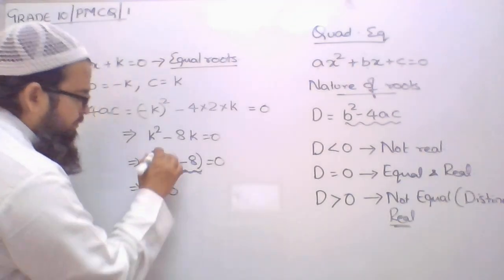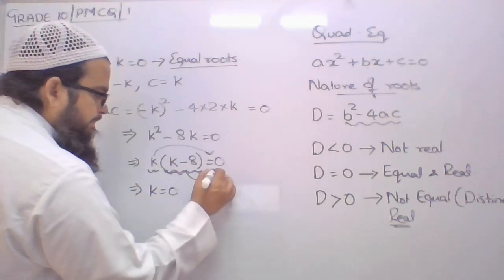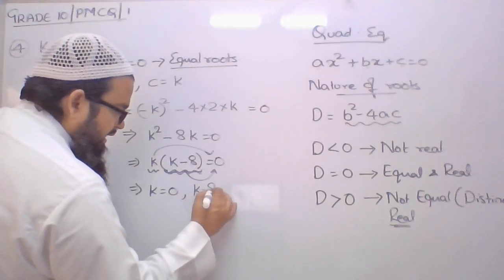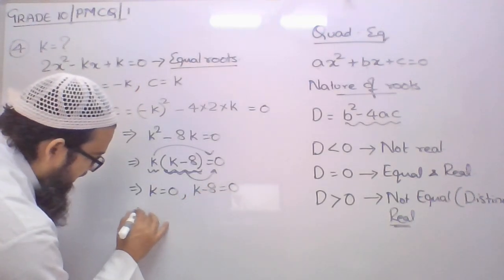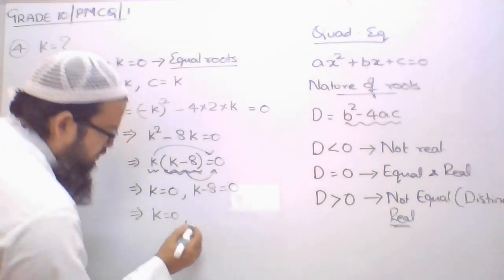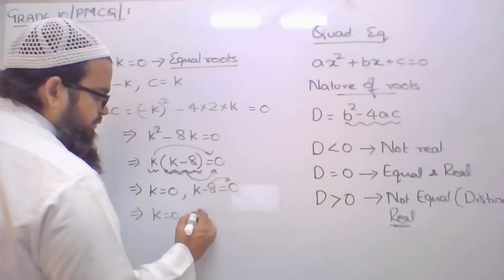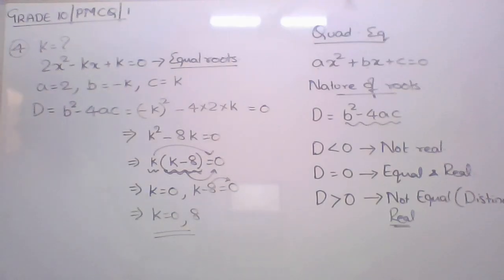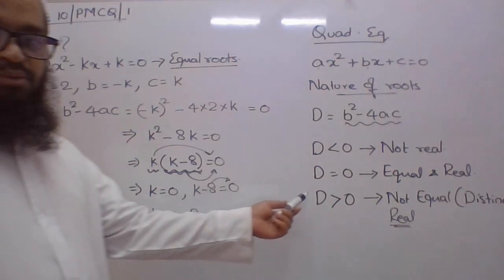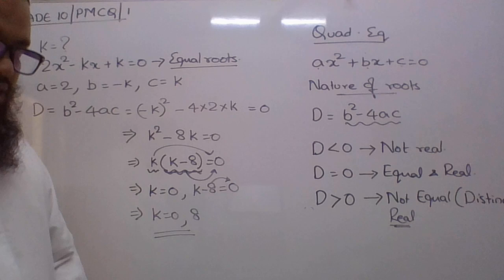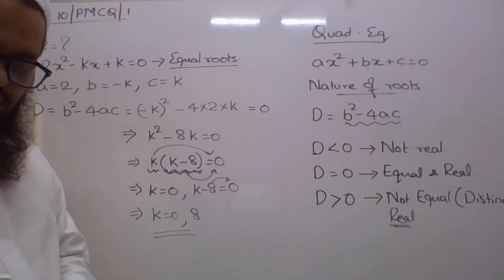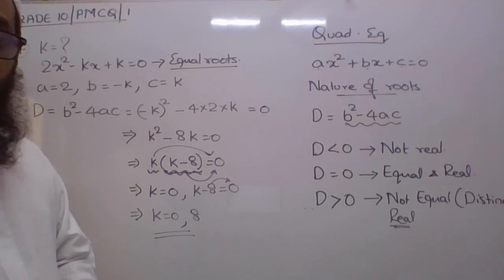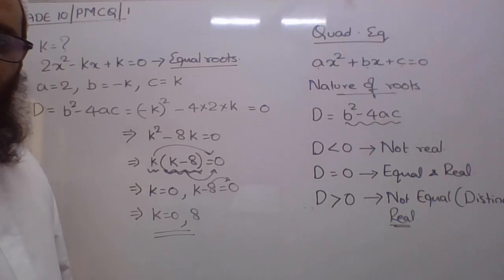So what are the possibilities? k should be 0, or k minus 8 also can be 0. So that implies k is equal to 0 comma minus 8 when I transpose. So the value will be 8. So there are two values for k. It is 0 comma 8. Got it? So this is the concept. Please remember this, recall this, and everybody do this, until you remember it. Okay, let us go to the next problem.